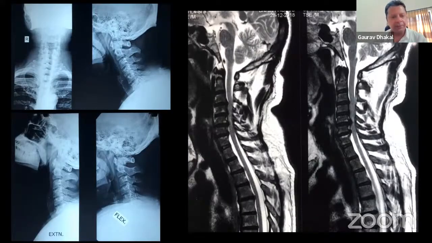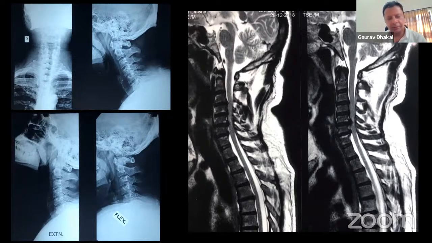If you look at the images of the cervical spine, there's loss of cervical lordosis. It's basically a straight spine on flexion, extension, and neutral views. And there are degenerative changes. However, the lower cervical spine is not clearly visible due to the elbow.